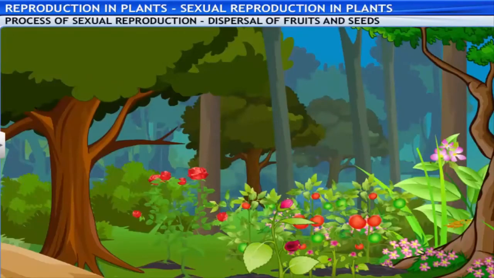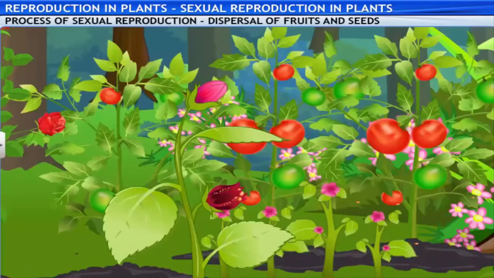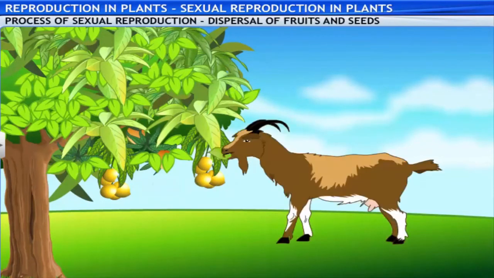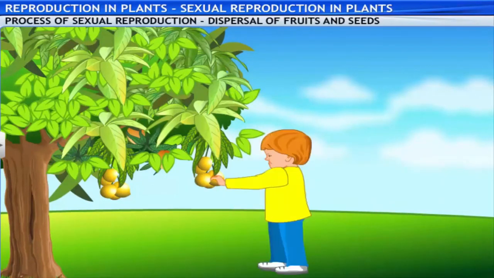It also enables the plant to propagate into new areas for wider distribution. Through dispersal, the seeds and fruits are carried away to far-off places by agents such as wind, water, animals, and of course, humans. Let's take a closer look at each agent that assists in seed dispersal.